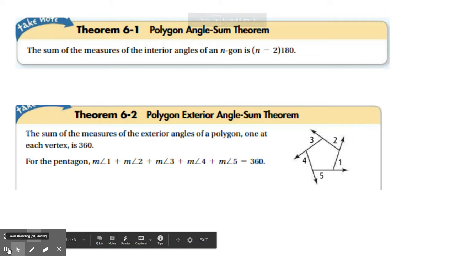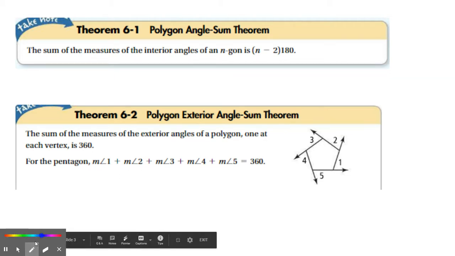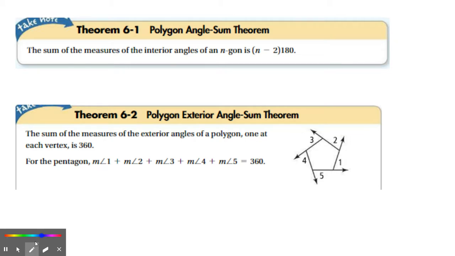There's a cute little quick algebra, not a proof, that we do, but I'm going to spare you that. Just keep in mind that the exterior angles add up to 360. If you want to see that quick algebra problem, ask me and I'll show you on our Google Meets.